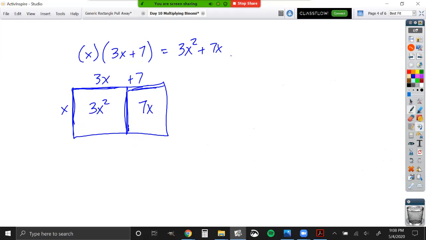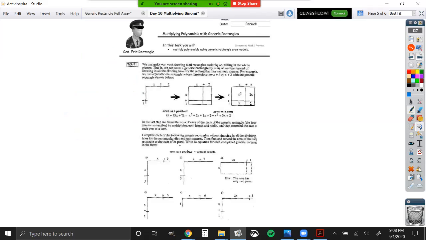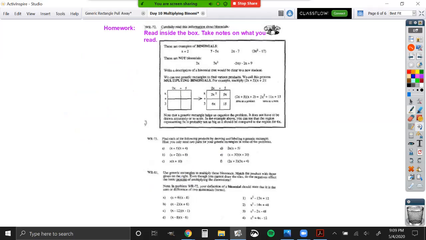Now that you've seen enough examples here, we'll have you do this generic rectangle. You're going to be doing problem WR71, and then you're going to do parts A, B, C, D, E, and F. When you finish, you can go ahead and work for a while also on the homework problems that you have, which are, I want you to read 72 on the resource page, read through this whole thing, make sure you understand it, and then do WR73 and WR81. I think 81 is a mix and match problem also.